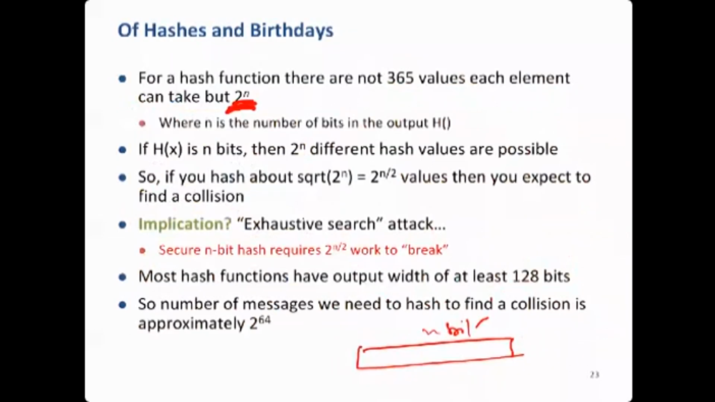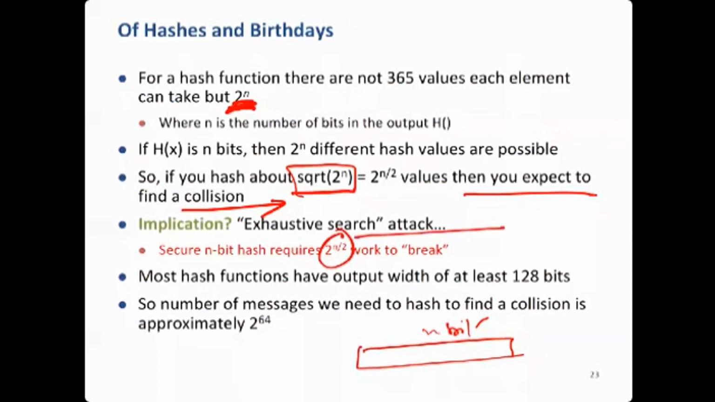So we can say that if you hash about square root of 2 raised to the power n times, then you expect a collision. Basically, if you want to break this, you will have to make at least 2 raised to the power n by 2 attempts with different combinations to break it.